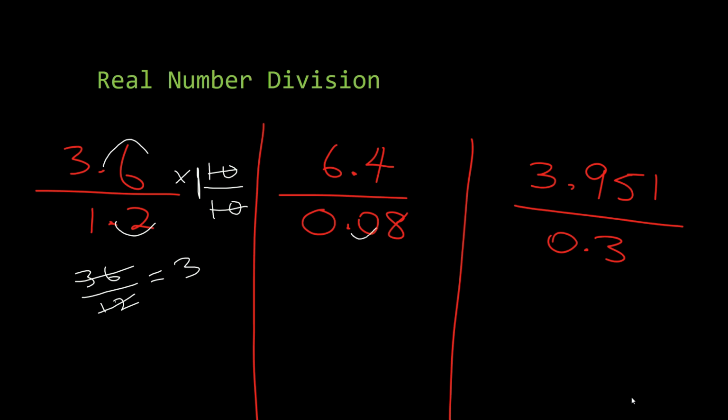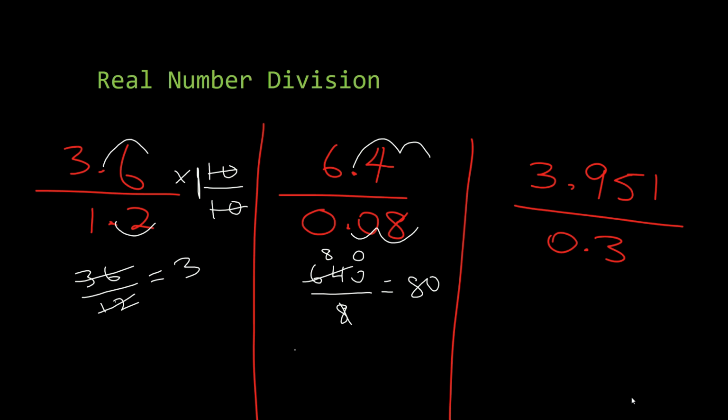We have to move this 1, 2 spaces, therefore we have to move this 1, 2 spaces, and we will have 640 divided by 8. And we can go 8 into 64 is 8, 8 into 0 will be 0, and the answer will be 80. Again, as I said, we can even do the 5 times tables, just to know whether or not we're wrong.